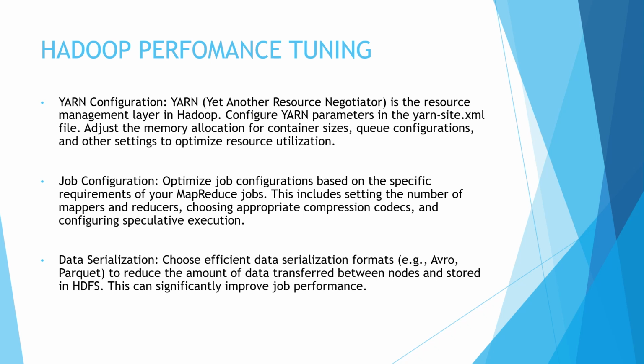Job configuration: optimize job configuration based on the specific requirements of your MapReduce jobs. This includes setting the number of mappers and reducers. Choose appropriate compression codecs and configure execution. Data serialization: choose an efficient data serialization format, for example Avro and Parquet, to reduce the amount of data transferred between nodes and stored in HDFS. This can significantly improve job performance.